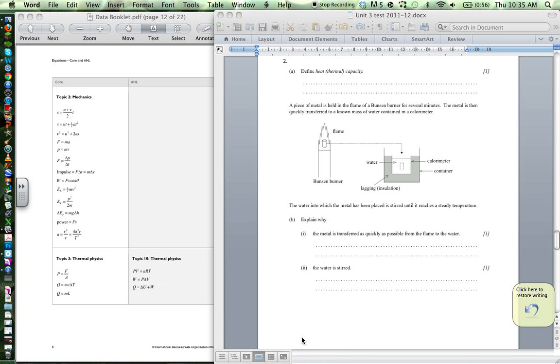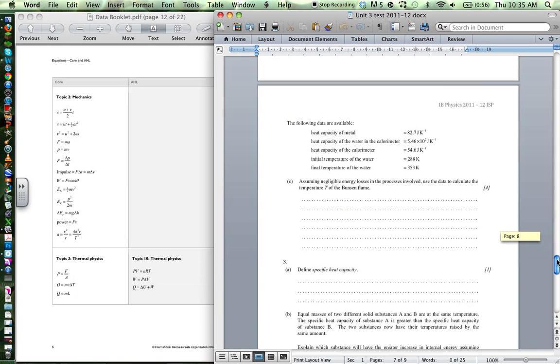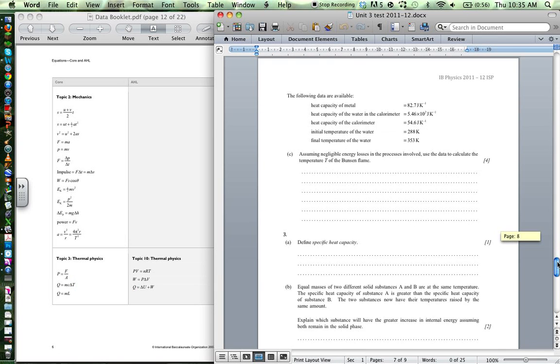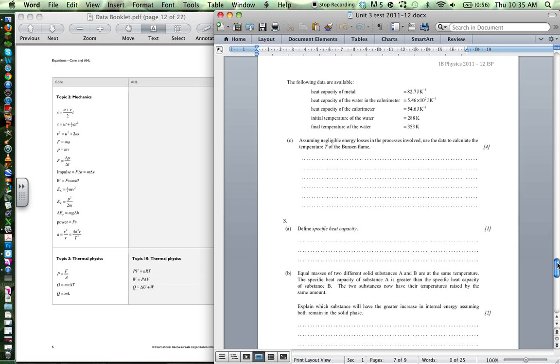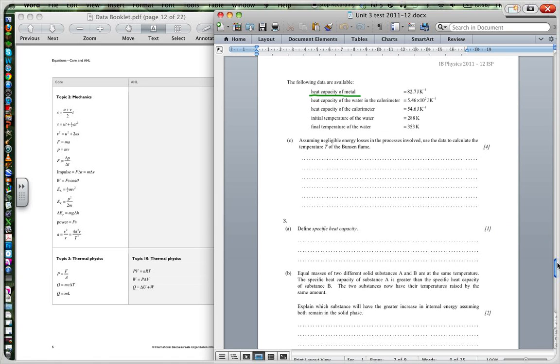Okay, going over the page, we're going to do a calculation here. Now we have this. It says the following data are available. The heat capacity of the metal is equal to that. The heat capacity of the water in the calorimeter is that. The heat capacity of the calorimeter is that. The initial temperature of the water and the final temperature of the water. Now we would assume that the calorimeter has also got these temperatures.